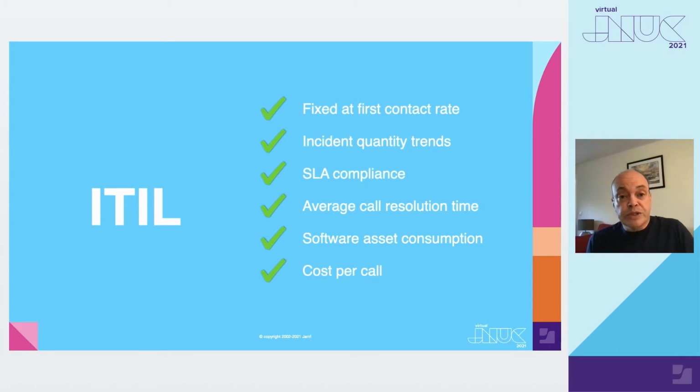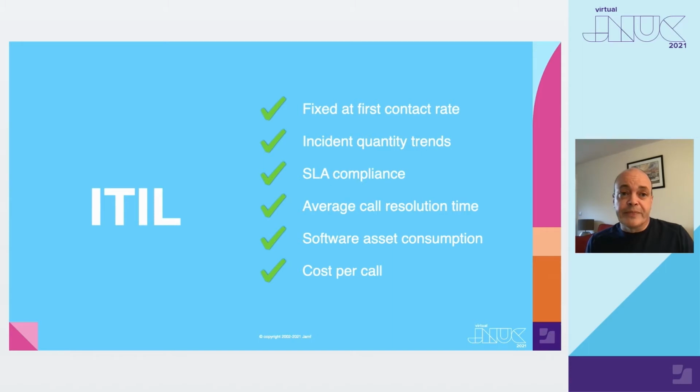Have we got emerging or declining incident quantities, indicating potential impact from wider issues in the IT infrastructure? SLA compliance, a really important one here. SLAs form the basis of the contracts we have with our customers or end users. How are we doing against our targets?